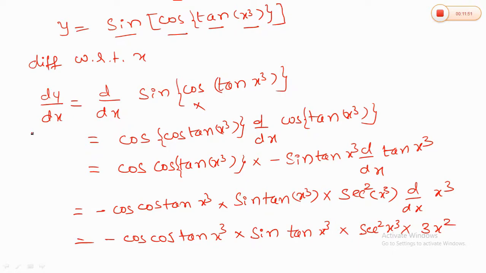So observe here, the entire problem can be solved in only one step, that is cos of this thing, minus sine of cos of tan x cube. After that, write into the derivative of cos, which is minus sine of tan of x cube. After that, the derivative of tan is sec square x cube. After that, the derivative of x cube is 3x square. So simple, only you have to concentrate on the derivative formulas.